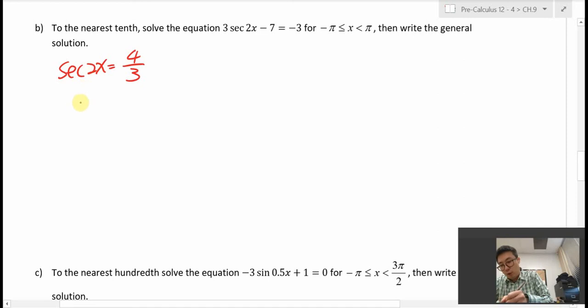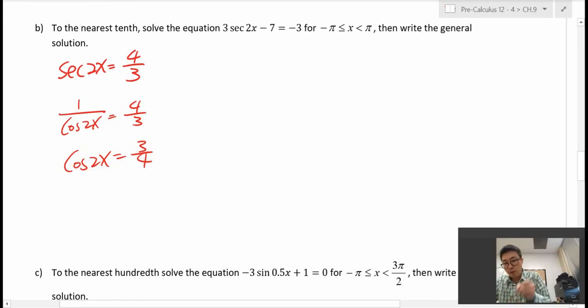Don't do this, right? I mean, this means secant is 1 over cos. So this really means 1 over cosine 2x equals 4 over 3, which means cosine 2x is equal to 3 over 4. So this is what it is. Okay, be careful, be careful.